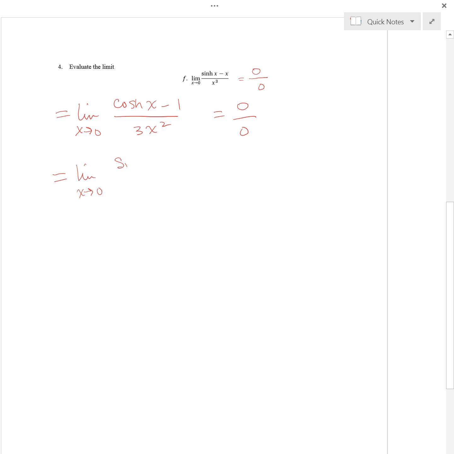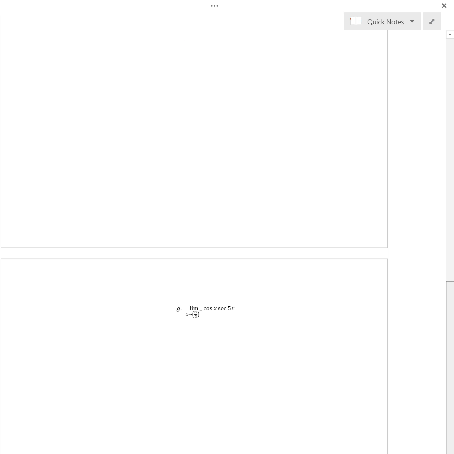Derivative of cosh is sinh over 6x. And we're again in that 0 over 0 form. So doing it one more time gives me derivative of sinh is cosh. Derivative of 6x is a 6. Cosh of 0 is a 1, so this is a 1/6.